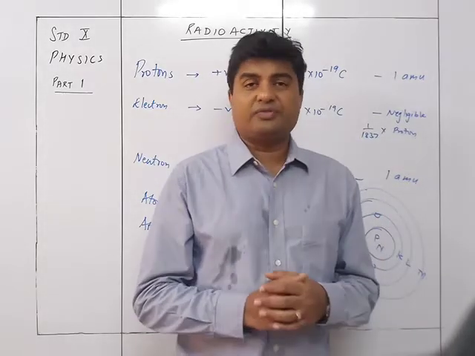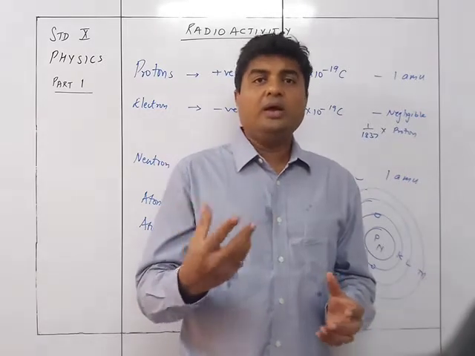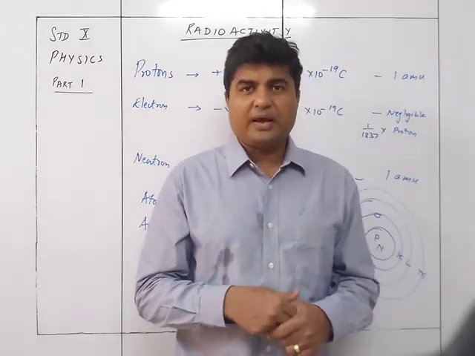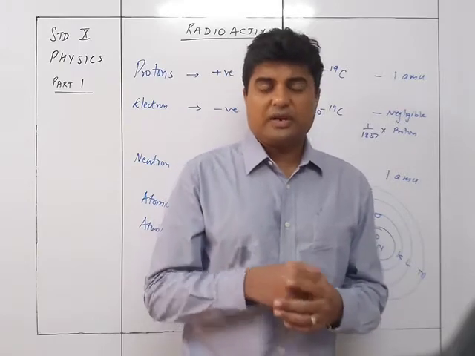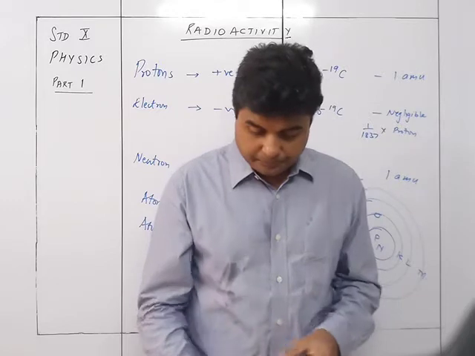Now we see the structure of the nucleus. In the structure of the atom, we saw the electrons, how they are revolving, how they are placed inside the orbit, and how many can be there in that orbit. So that is what we saw about the atom as a whole. Now we are seeing the nucleus.